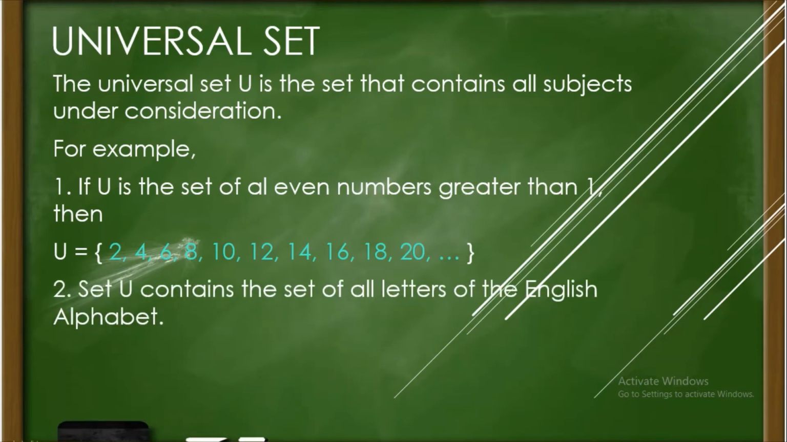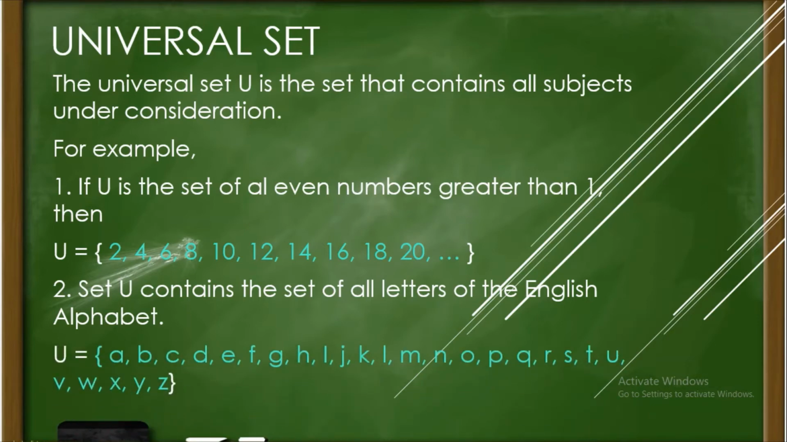Number 2, set U contains the set of all letters of the English alphabet. So, ano yung mga letters ng English alphabet? So, we have here, universal set U is equal to {A, B, C, D, E, ... Z}. That is universal set. Or, it contains all the elements na pwede nating ilagay.